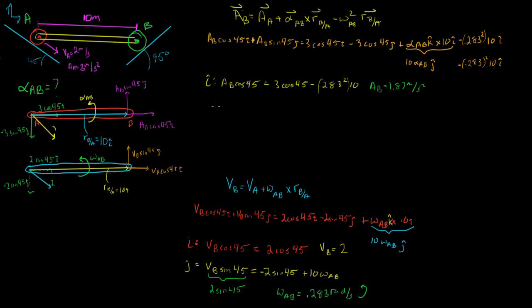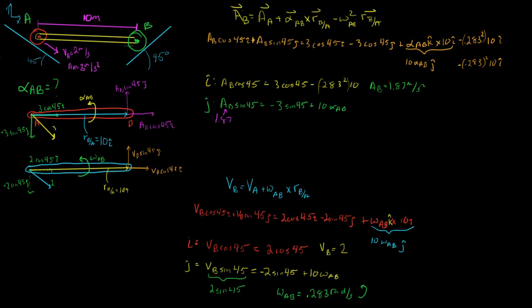Now, our next step is to take our j components, and with our j components, we can combine all those terms too. So we get aB times the sine of 45 is equal to minus 3 times the sine of 45 plus 10 alpha AB. We know what this acceleration of B is right here, so we're going to plug 1.87 in for aB right there. And the only unknown we're going to have is this alpha, this angular acceleration of this rod AB, which is what we're looking for.